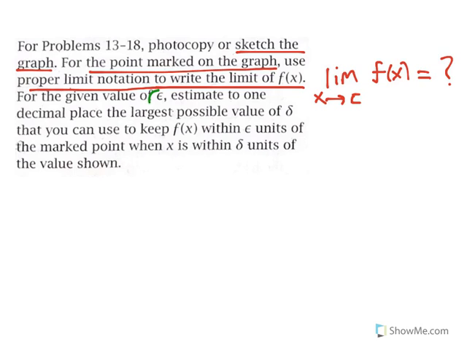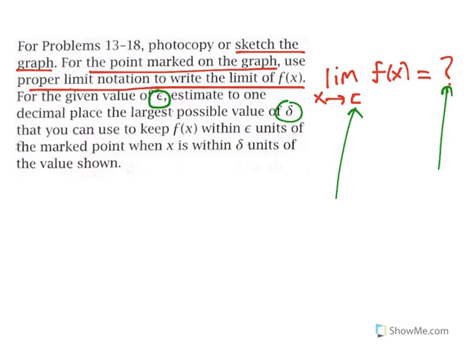For the given value of epsilon, so we talked about what epsilon is, and when we look at our examples, there will be a given value for epsilon. It tells you how far the output values can be from whatever the limit is. Estimate to 1 decimal place the largest possible value of delta, and we talked about what delta is. It tells you how close the input values have to be to c.